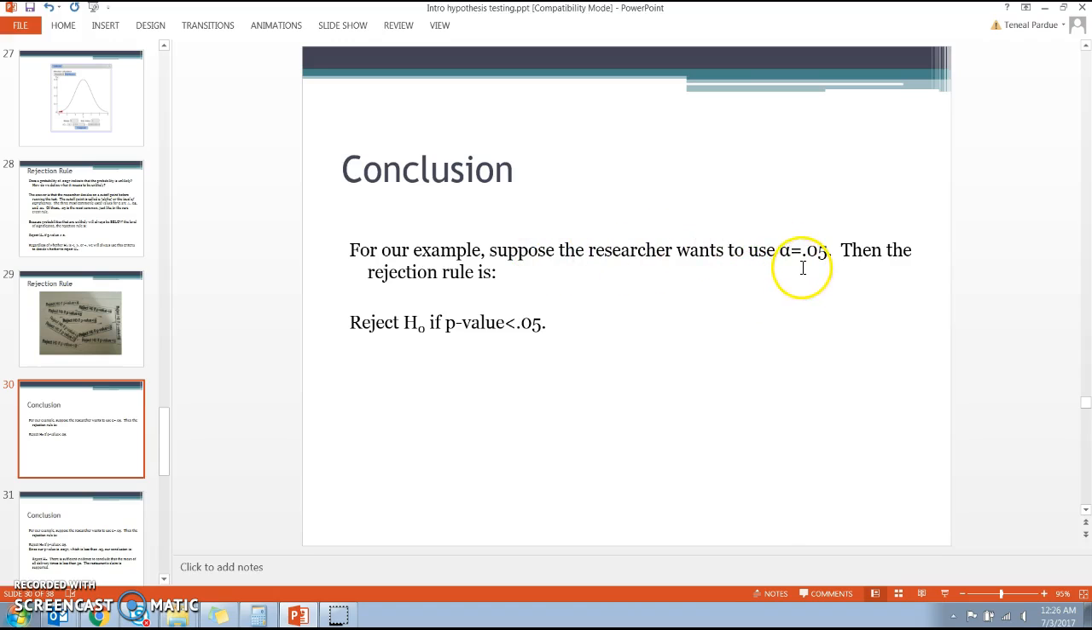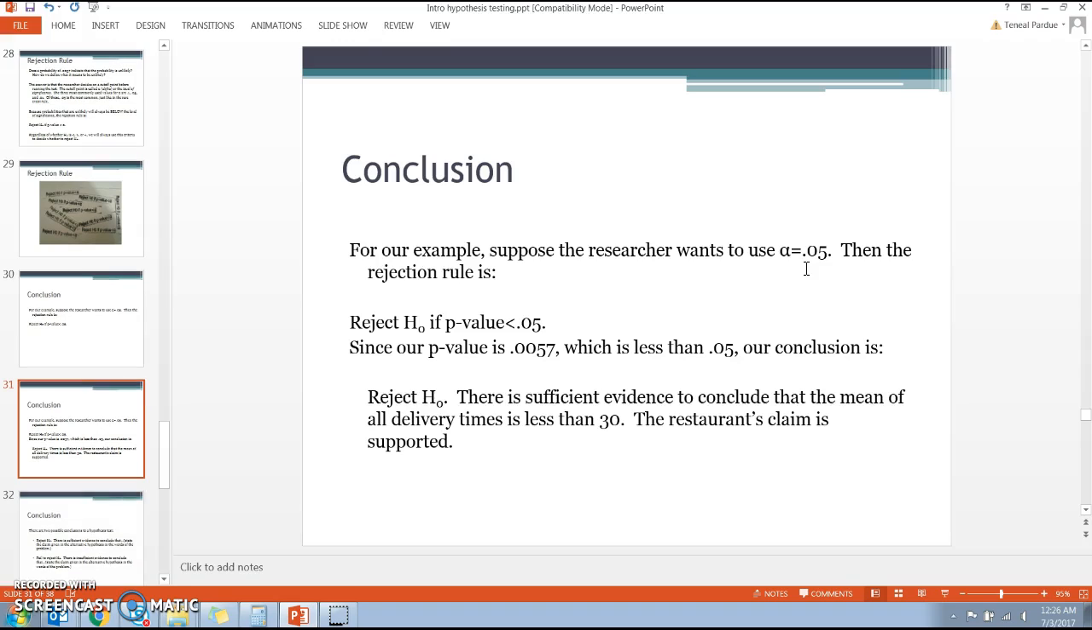So for our example, let's suppose we're using 0.05. Then our rejection rule is going to be reject H0 if p-value is less than 0.05. Well, we found a p-value of 0.0057, which is less than 0.05. So our conclusion is we will reject H0 and say that we can conclude the alternative hypothesis, which is that the mean of all delivery times is less than 30 minutes. So this supports the restaurant's claim.